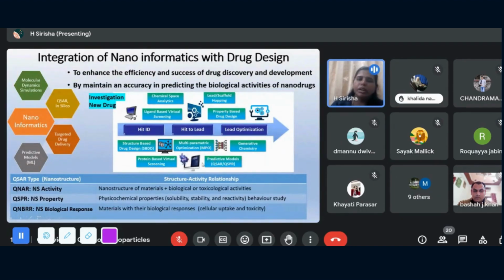So this is a schematic. It represents how a new drug is being investigated. You have the hit ID, in which you'll have a different number of cues, and it boils down to a few of them, and then the lead optimized molecule is selected, and that is studied. Here, these are the different optimization and the chemistry part of it. It also uses predictive models such as QSAR and QSPR. So these are the different areas in which drug designing can be used.